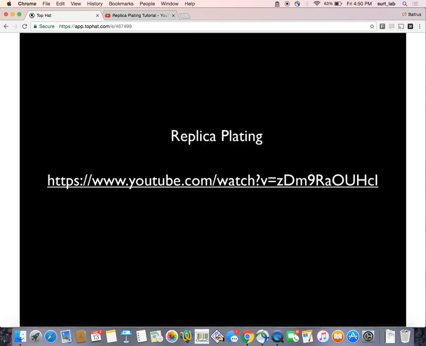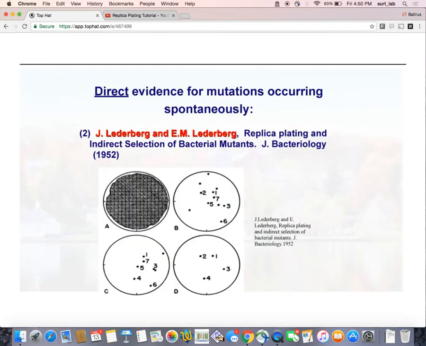You can do this multiple times, so you can replica plate that same starter culture to different plates. And the reason this is a direct measurement of when mutations happen is because if mutations only happen after exposure, the mutations aren't going to happen until they hit that ampicillin plate. So if mutations only happen after exposure, you would expect that mutations happen in different places on successive replica plates. But since mutations happen spontaneously, the mutants are already present within that lawn, already present on that first plate.